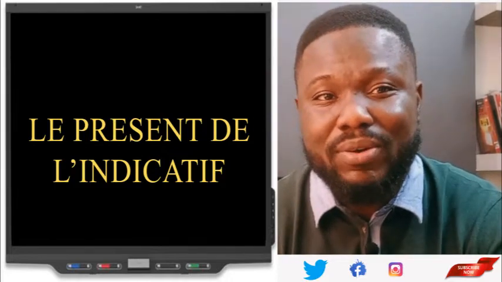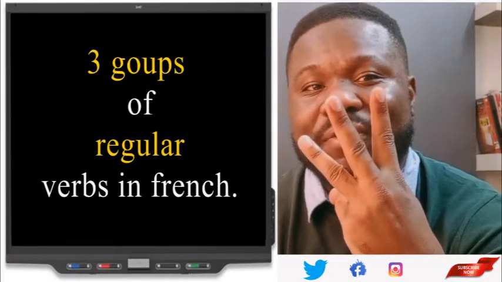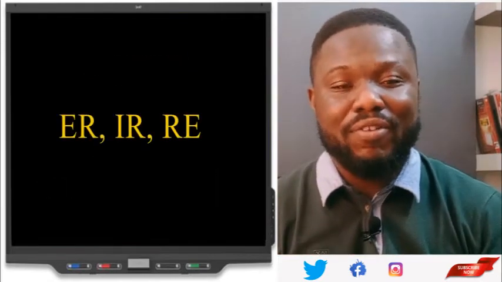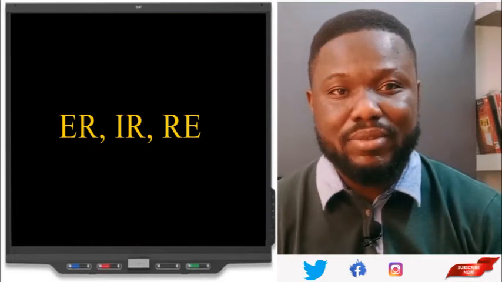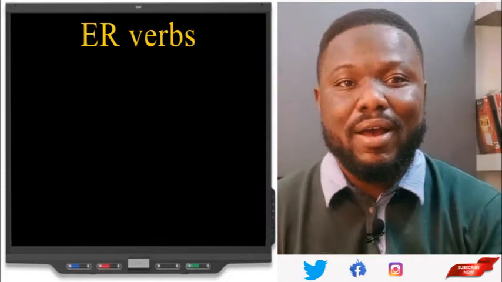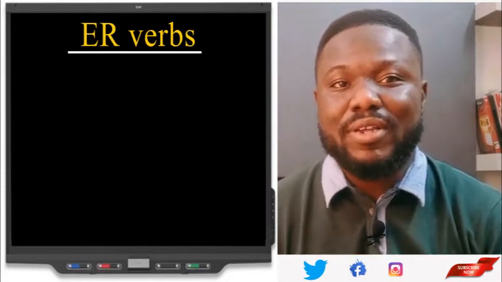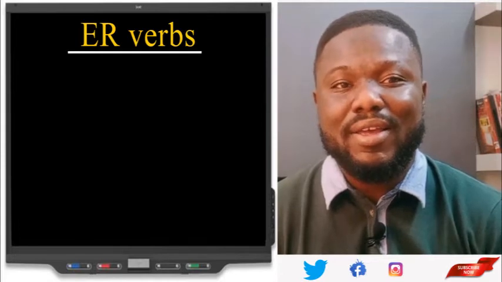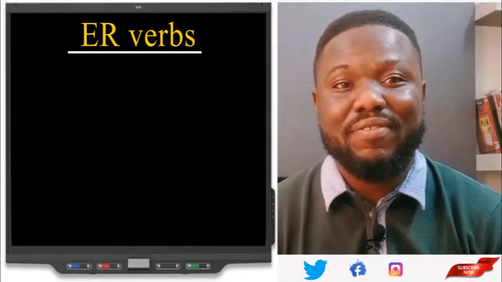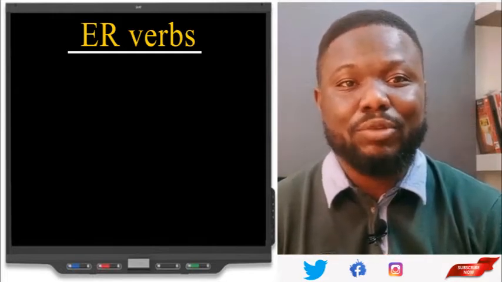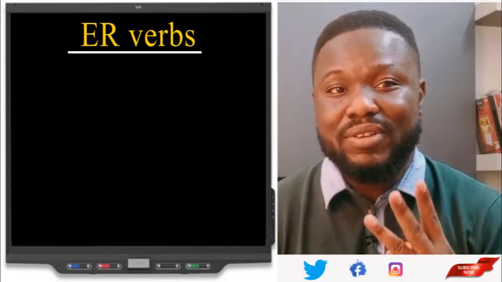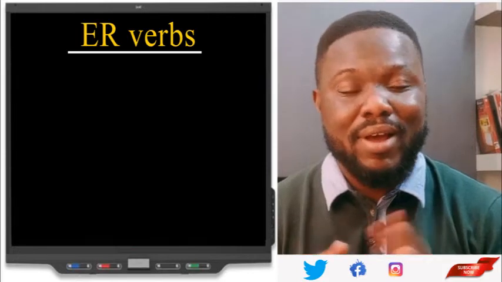So here is how it goes. Remember, there are three groups of verbs in French. We have what we call ER verbs, IR verbs, then RE verbs. First thing we are going to do is talk about the ER verbs. En français, on dit les verbes en ER. Bien sûr, ici, je parle des verbes réguliers. So, I'm talking about regular verbs. There are three regular verb groups in French, which are ER, IR, and RE.